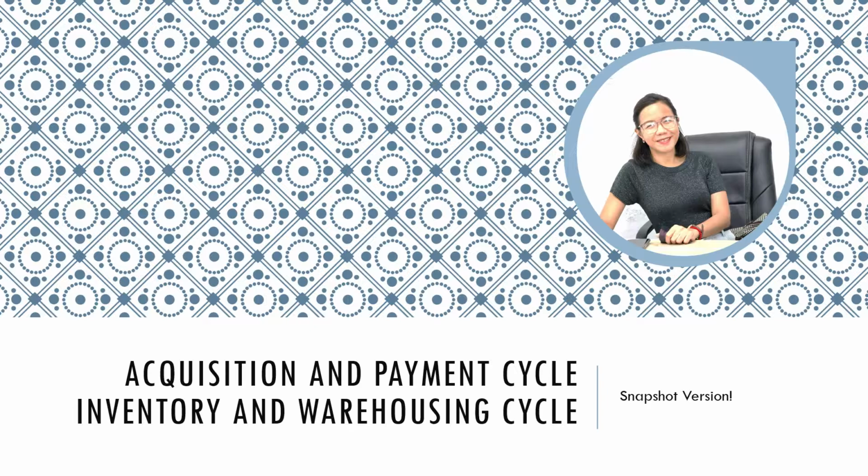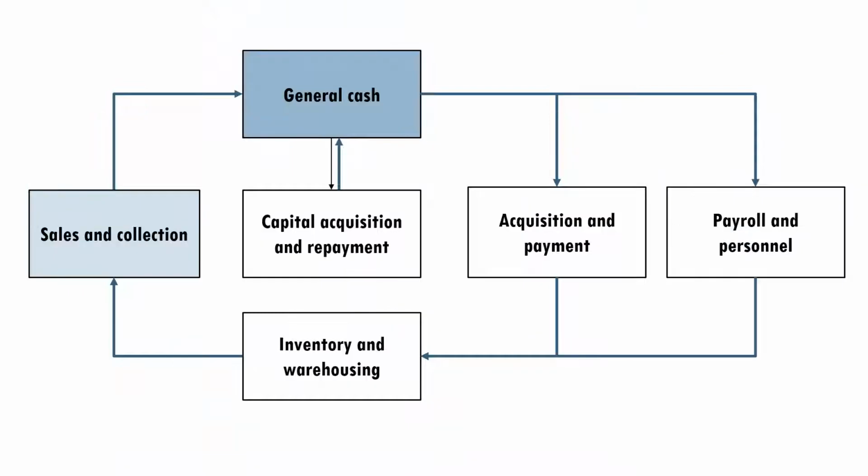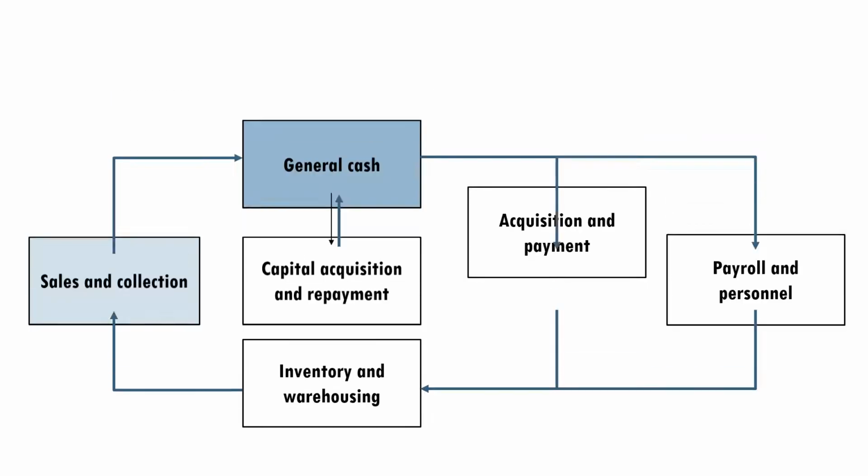Welcome back. You're still in the snapshot version for transaction cycles, and this time we're going to dedicate this snapshot to acquisition and payment cycle as well as the inventory and warehousing cycle. A while back in the previous snapshot, we presented this interconnected diagram of the different transaction cycles, and we talked about the revenue and receipt cycle. Now the spotlight and the focus will be on acquisition and payment.